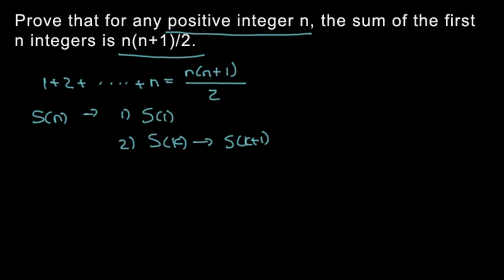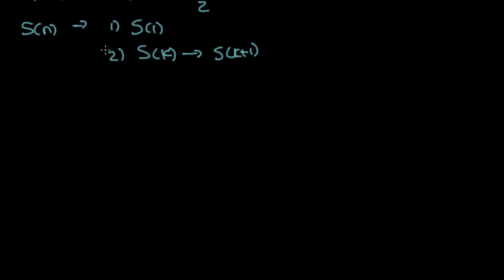So we're just going to start with the first step right here. The first step tells us to prove the statement when n equals 1. So when n equals 1, we know that 1 equals 1 times 2, which is 1 plus 1, over 2. And 1 equals 1, so this is true.